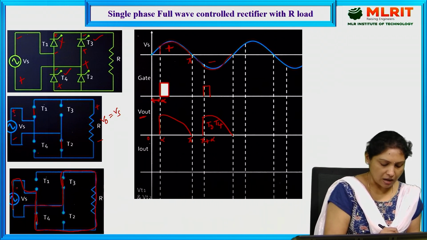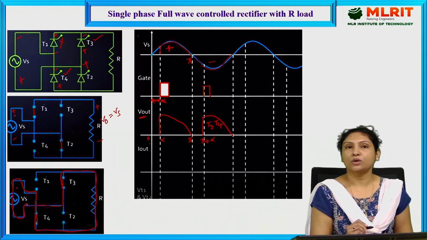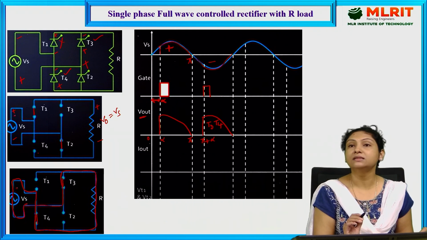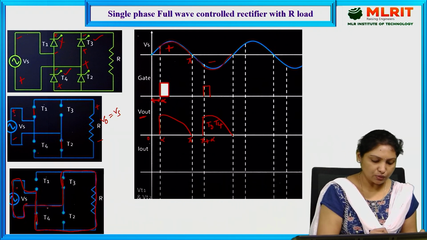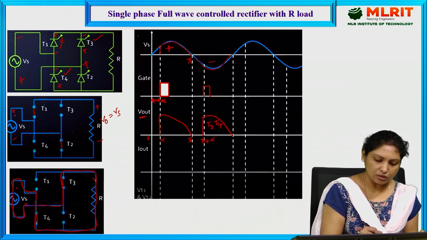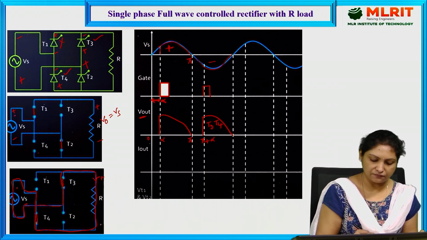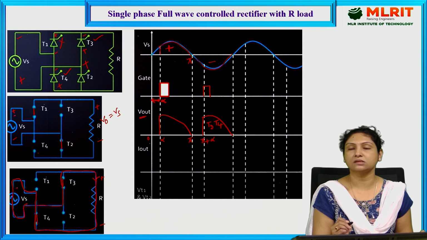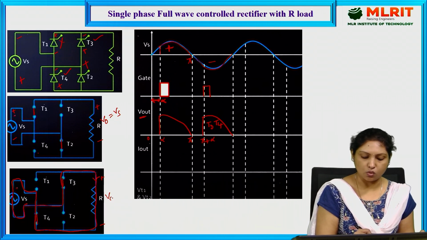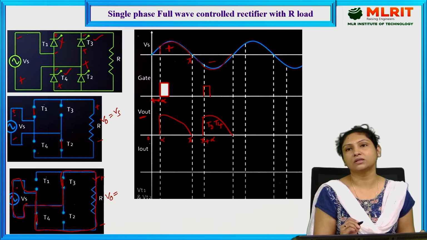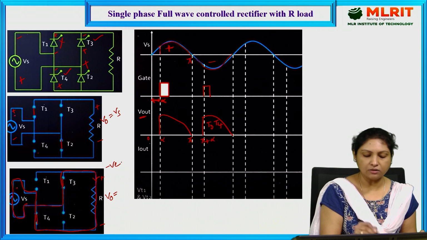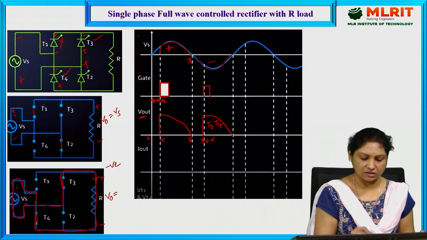This is the path during which the current flows in the negative half cycle. Even during the negative half cycle, current through the load is flowing from positive to negative. That is the reason we are achieving positive output voltage even during the negative half cycle of the supply voltage. That is, we are getting V0 is equal to Vs.